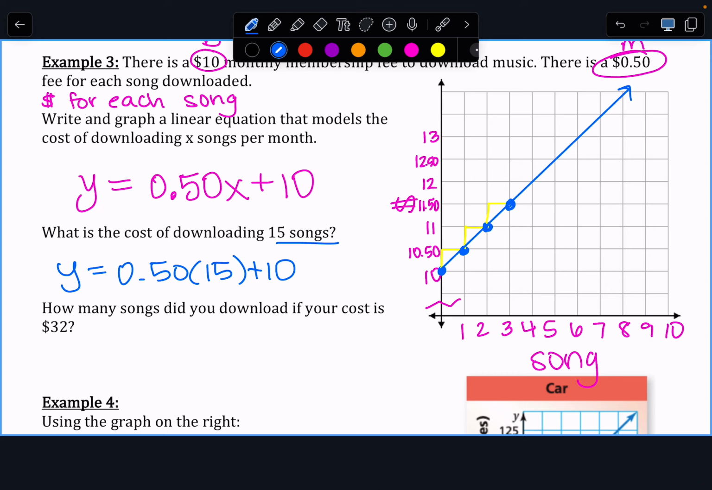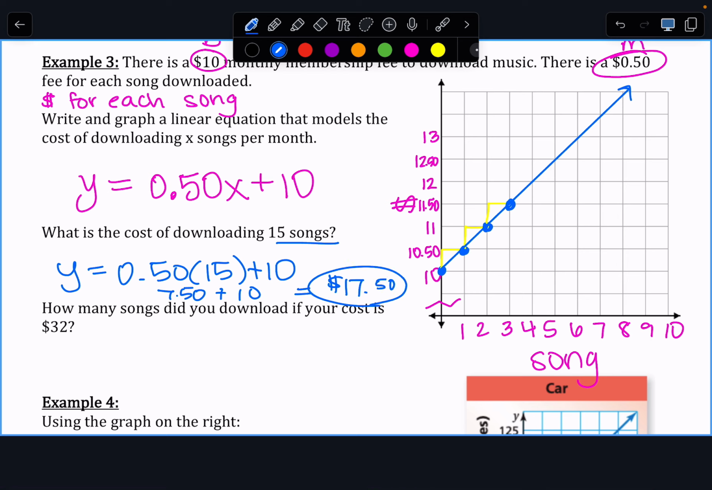2 piles of 50 cents make $1. And I have 15. Like 7.50. Plus 10 means it would cost us $17.50.